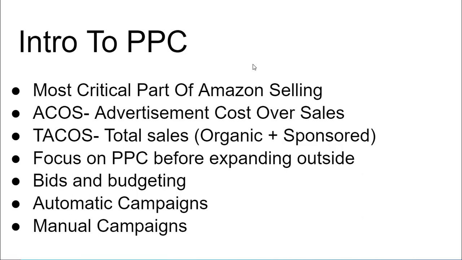Moving on to the next point: focus on PPC before expanding outside. Again, a very important point. At the start, please consider that Amazon has a huge amount of traffic on its website, so we don't need to go outside to Facebook or Google. Once we have an established number of sales and we have established our brand on Amazon, then we can go on to Facebook ads and Google ads and start getting traffic from outside sources. Please consider this point very seriously.